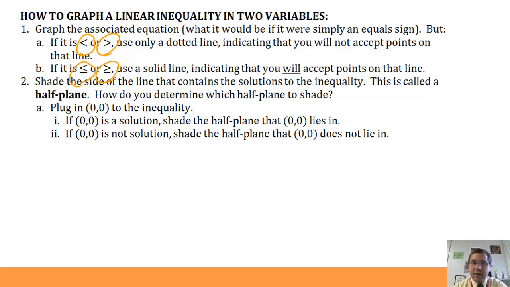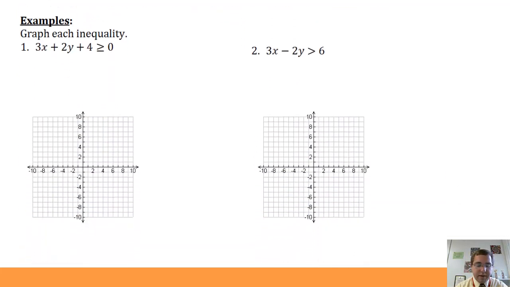Why do we pick 0, 0? Because it's convenient, because zeros make it easy to figure out the inequality. We could use any point, really, and the same thing would be true. If that point is a solution, we shade the side that that point is on. If it's not, we shade the other side. But 0, 0 is the easiest point to plug in. So now let's do some examples.